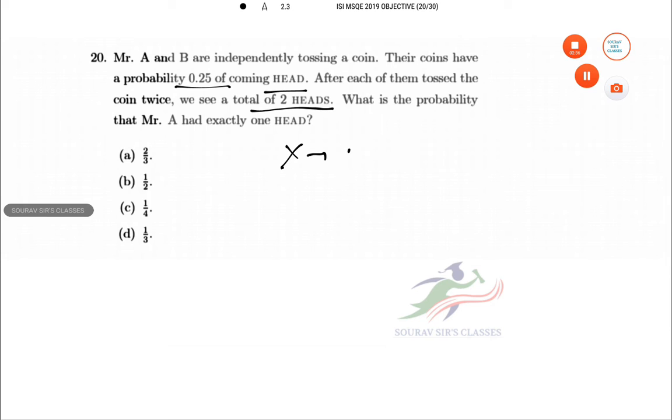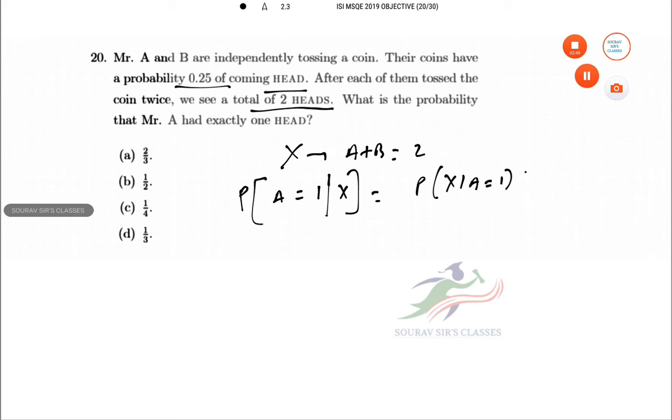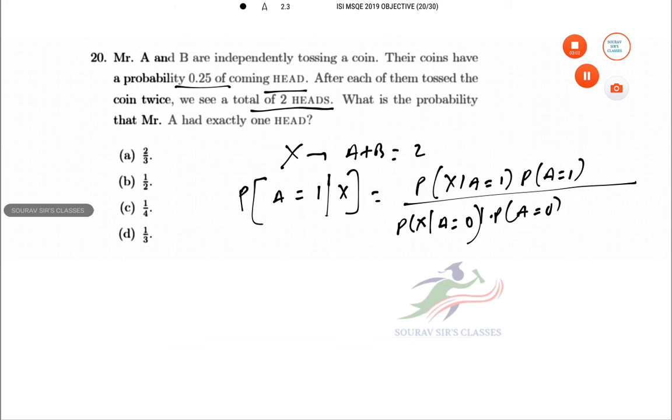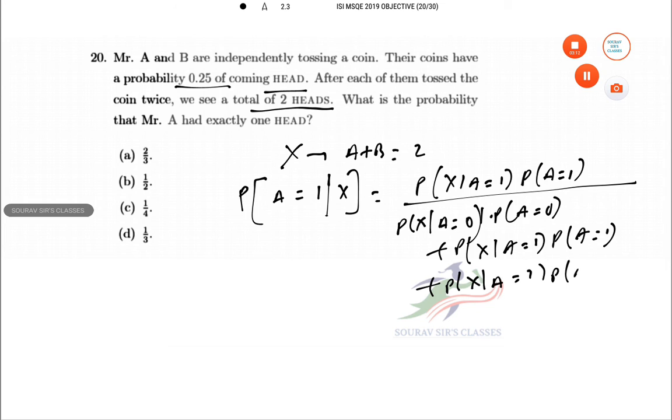So let X be the event that A plus B equal to 2. A is the number of heads Mr. A got. So according to Bayes' theorem, the probability of A equal to 1 given X is the probability of X given A equal to 1 into the probability of A equal to 1, divided by the probability of X given A equal to 0 into the probability of A equal to 0, plus the probability of X given A equal to 1 into the probability of A equal to 1, plus the probability of X given A equal to 2 into the probability of A equal to 2.